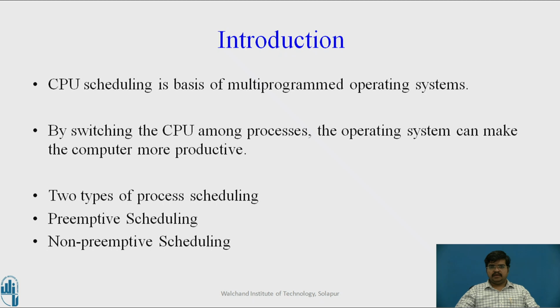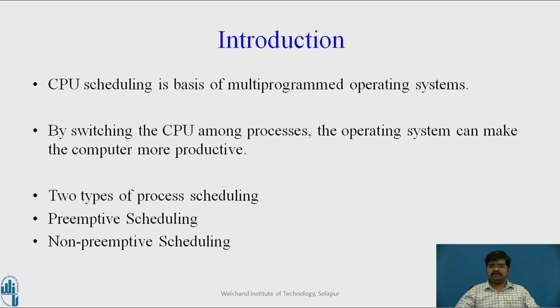Introduction. CPU scheduling is a basis of multi-program operating systems. By switching the CPU among the processes, the operating system can make the computer more productive. So what is the use of CPU scheduling? Rather than executing a single process, we are going to execute multiple processes on CPU. So there are basically two types of process scheduling. One is preemptive scheduling, another is non-preemptive scheduling.